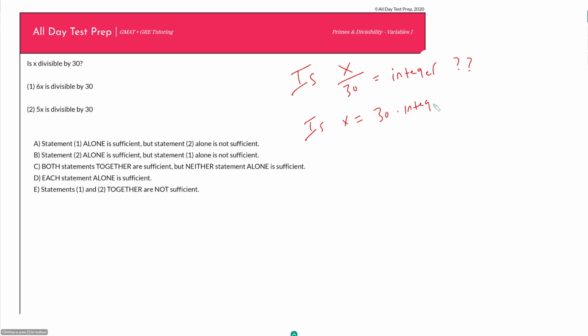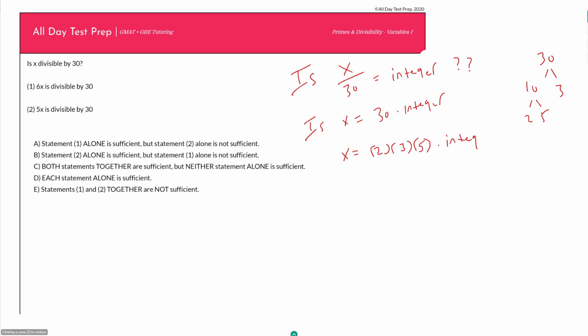Then we can further break up 30. If it's going to be divisible by 30, it's going to be divisible by 5 and 6. It's going to be divisible by 10 and 3. Or we can fully break it up and say, is x equal to, what is 30? 2 times 3 times 5, times an integer.